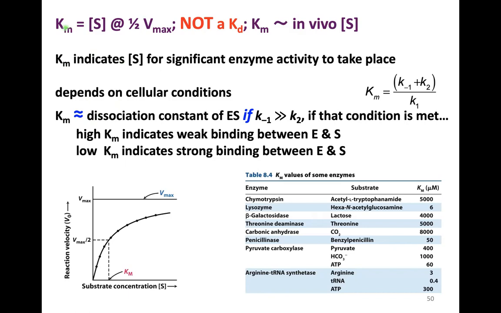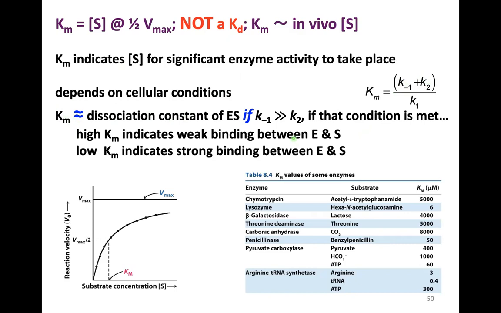Again, the Michaelis constant is not an equilibrium dissociation constant. It is not a KD. But we can assess the value of the Michaelis constant and think of it as a fake KD, a quasi KD. It is not a dissociation constant, if and only if k1 is much, much greater than k2, the forward reaction going to product.